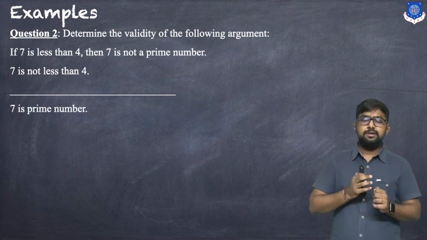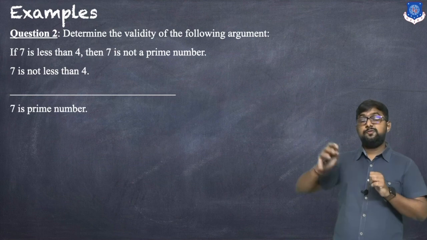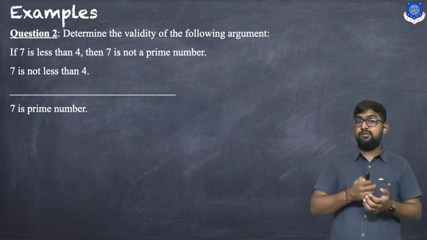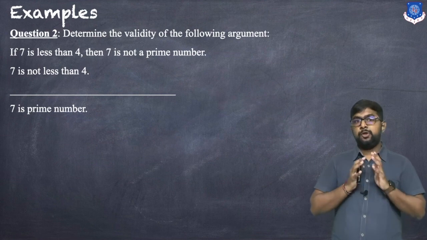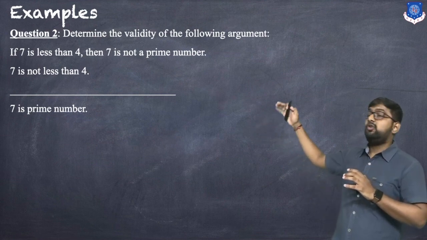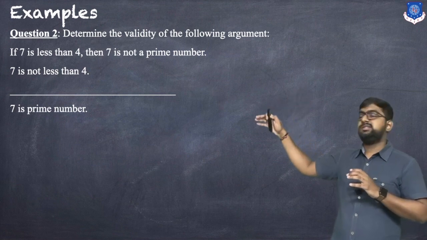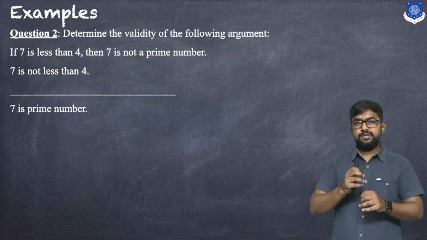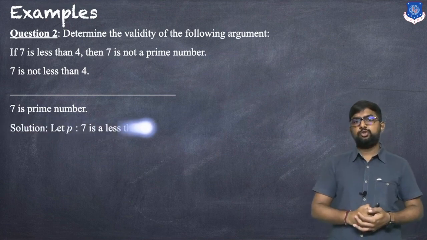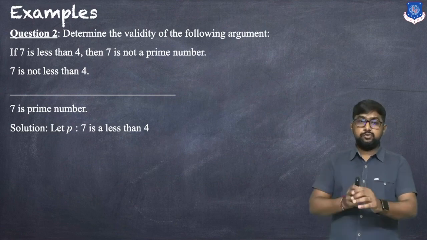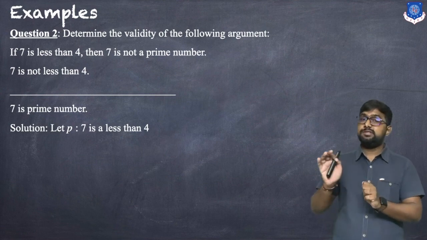In this example we have been given the argument in words, so first we will convert it into symbolic form and then proceed. Whatever statements are before this line are the premises, and after this line is the conclusion. So the solution: if 7 is less than 4, let P be "7 is less than 4."